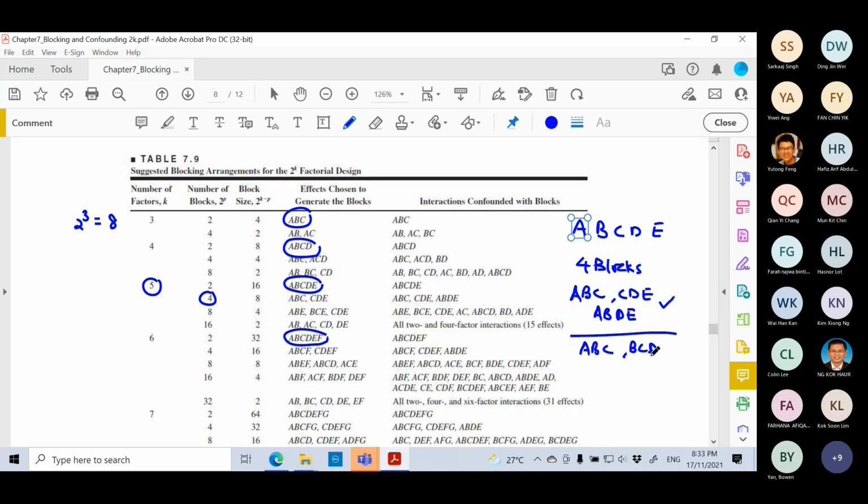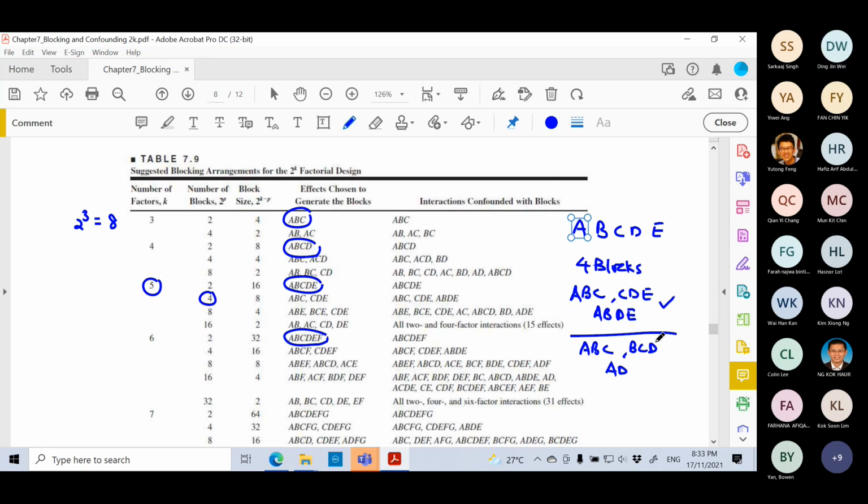Okay, if the interaction of these two, I will get the AD product here. So I will lose the information on AD. This one, I believe that the two-factor interaction will be very important, so we do not choose this option. Of course, you have many combinations.